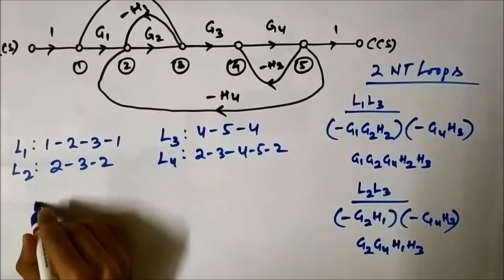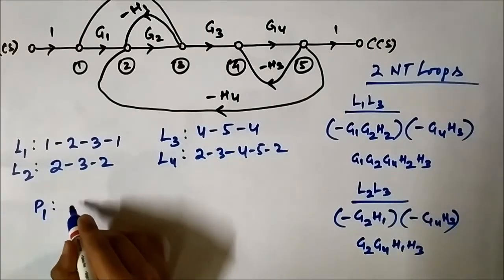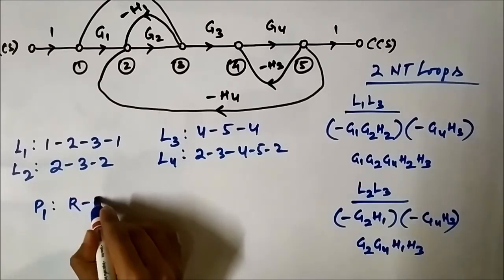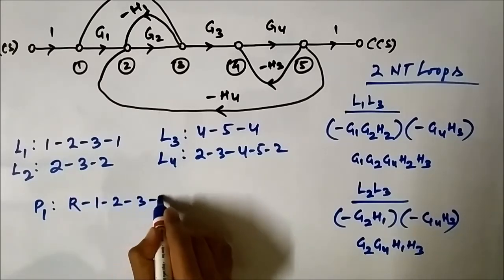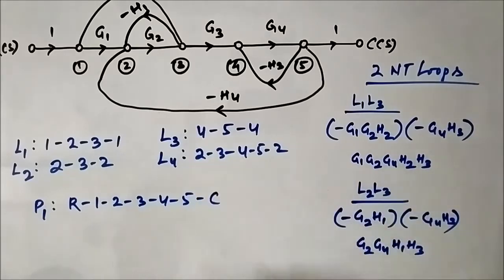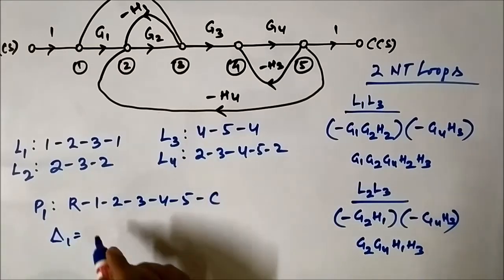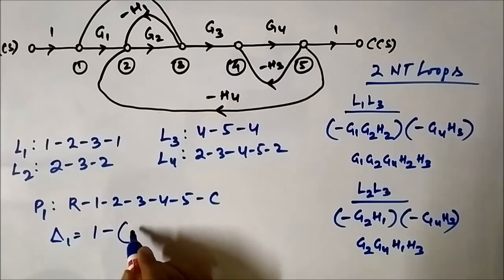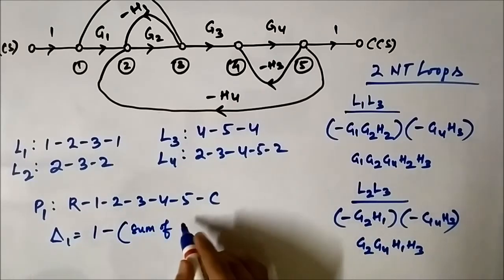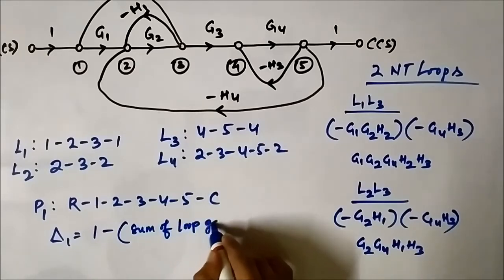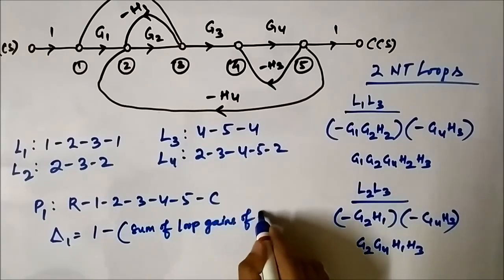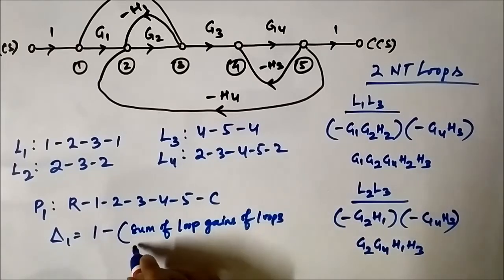Okay, there is only one forward path, so it is R1 2 3 4 5 C. So the path factor delta 1, as there is only one forward path, is 1 minus the sum of the loop gains of the loops which the path has not touched. Sum of loop gains of the loops which this forward path has not touched.